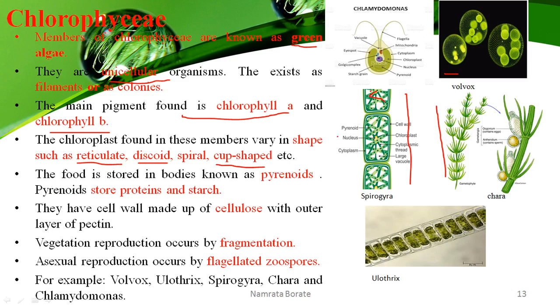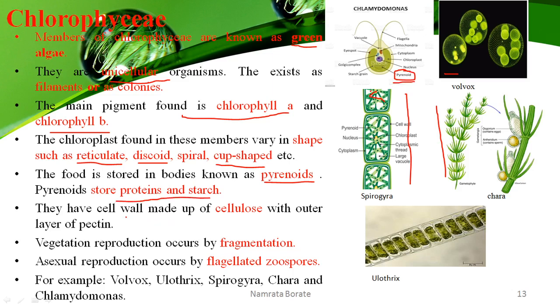The chloroplast present in these algae is of various shapes. It may be reticulate, discoid, spiral, which is found in the case of Spirogyra, or cup shaped. In the case of Chlamydomonas, it's a cup shaped chloroplast. The food is stored in bodies known as pyrenoids. These pyrenoids store the reserve food material, which is in the form of protein or starch.